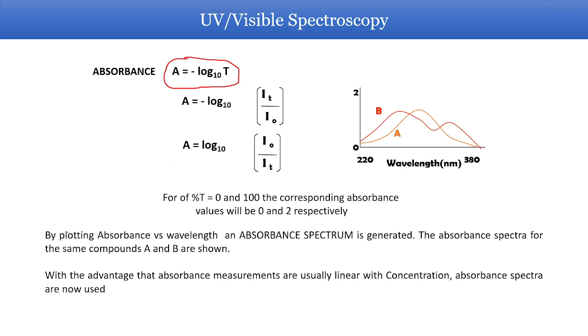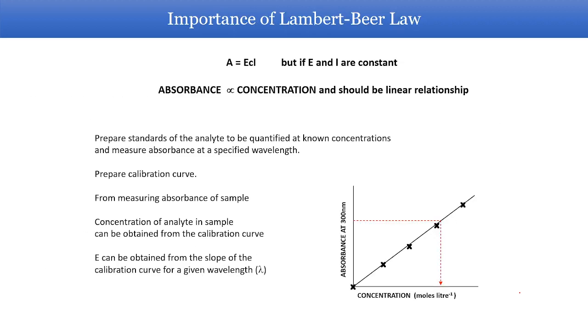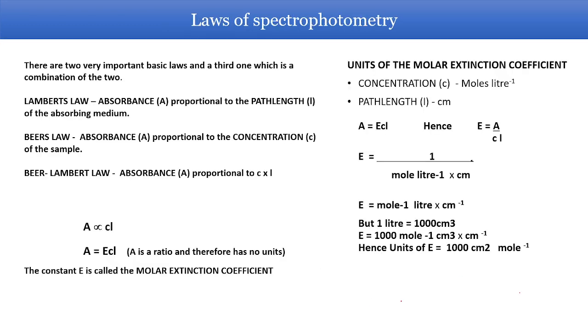So how do we get absorbance? If we plot absorbance versus wavelength, an absorbance spectrum is generated for compounds A and B. Now, with the advantage that absorbance measurements are usually linear with concentration, absorbance spectra are now used. So we plot absorbance versus concentration and we get a curve like this. So this is absorbance and this is plotted against concentration.